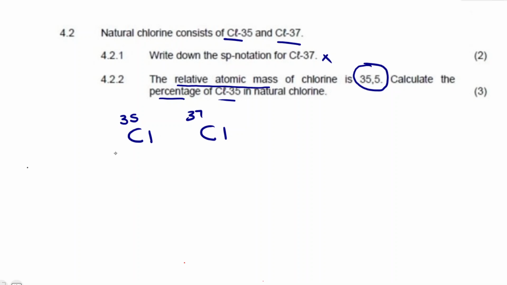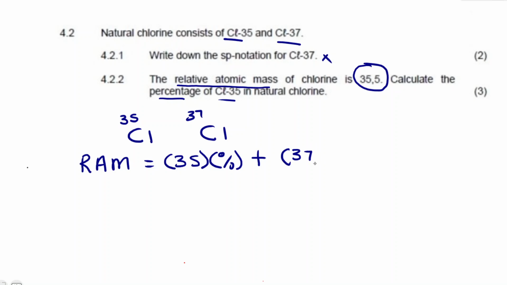So there's a formula that we use to calculate the relative atomic mass. The formula says the relative atomic mass is equal to the mass number of the first isotope, which is 35, multiplied by the percentage abundance of the first isotope, plus the mass of the second isotope, which is 37, multiplied by the percentage abundance of the second isotope. Then we divide everything by 100%. This is the formula that we are going to use to calculate the percentage abundance of chlorine 35.